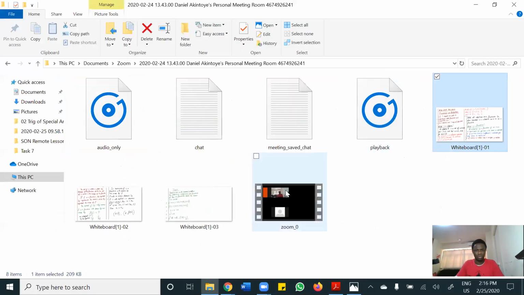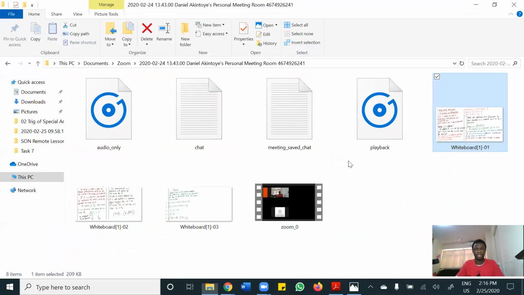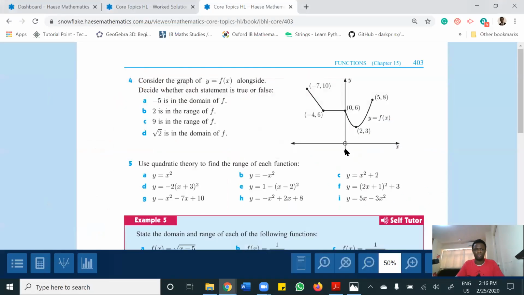The other one was, okay, maybe I erased that from the board. Okay, the other one is not here. I think I erased that from the board, so don't worry about that. Let's go to the board now.